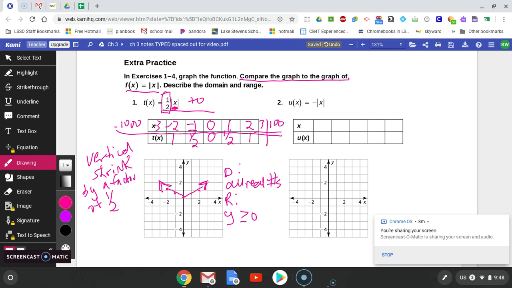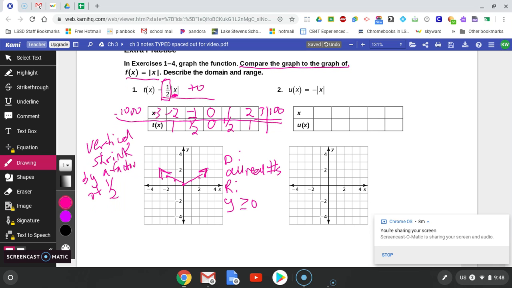So everybody try number 2, see if you can make your table of values and then graph it and describe the transformations, domain, and range, and then check back in.